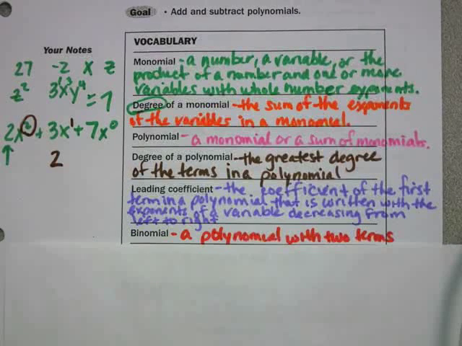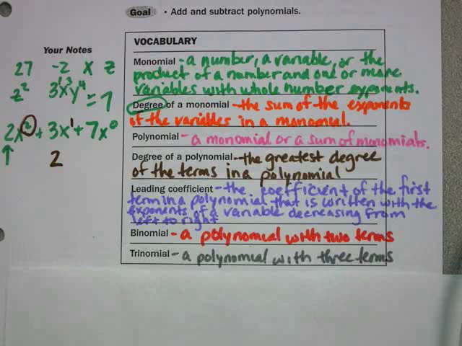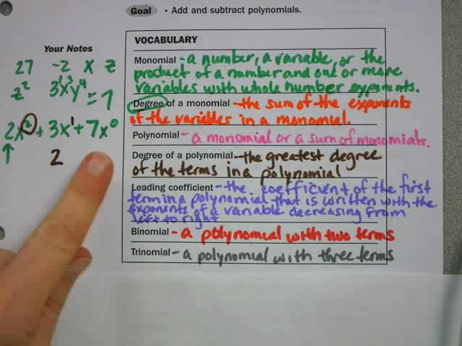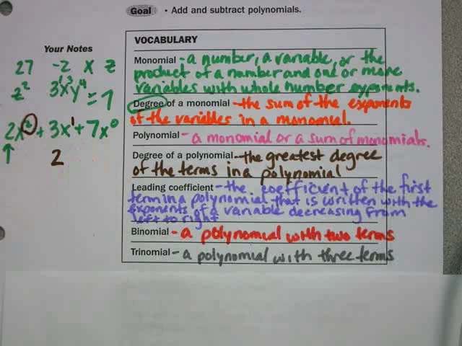All right, the last two vocabs are short and sweet. A binomial, that's a polynomial with two terms, like bicycle, two wheels, binomial, two terms. A trinomial is a polynomial with three terms. So a tricycle has three wheels, trinomial has three terms. This was a trinomial right there. There were three monomial terms in that trinomial.